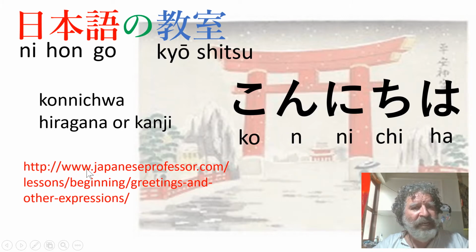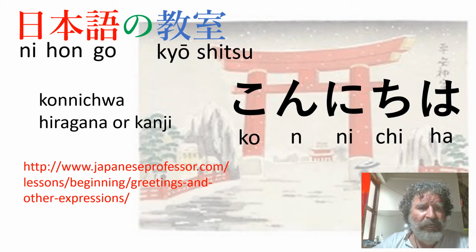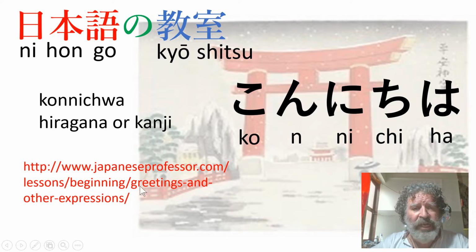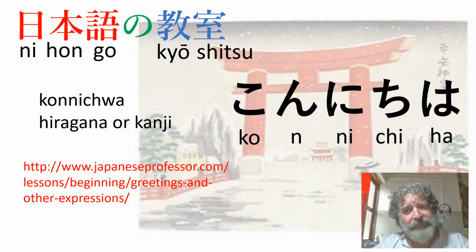I found this website, and this website would basically be my competition, I think. But I'm going to go to him to get grammar points. And you can just remember this as JapaneseProfessor.com. I found that it was a very well organized, very well designed website. And if you want to go to the greetings and other expressions section, it has a very thorough explanation of greetings. We're going to introduce this slowly. And our first one is konnichiwa. Okay.